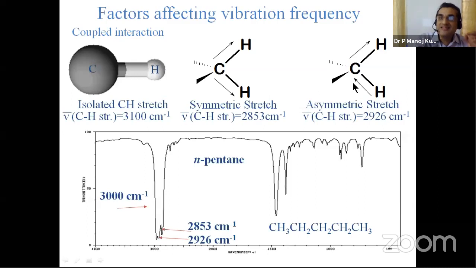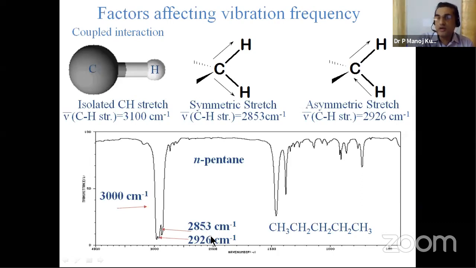So if I take the IR absorption spectrum of a CH2 group containing compound, by using Hooke's law I should get a single band at 3,100 centimeter inverse. But practically, what do you get? You don't get a single peak, but instead two peaks, one corresponding to symmetrical stretching and another to asymmetrical stretching. One happens at 2926 and the other at 2853. This is what we call coupled vibration.